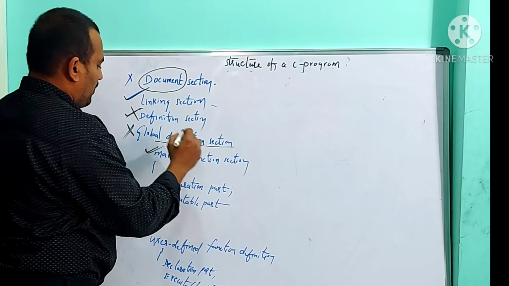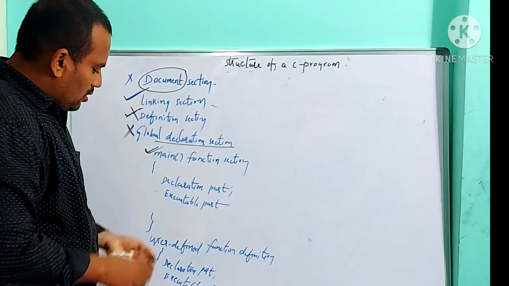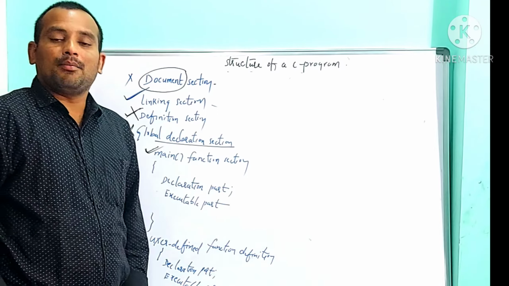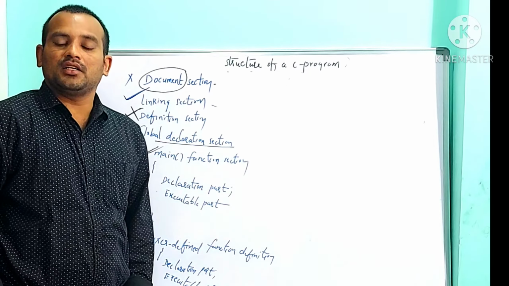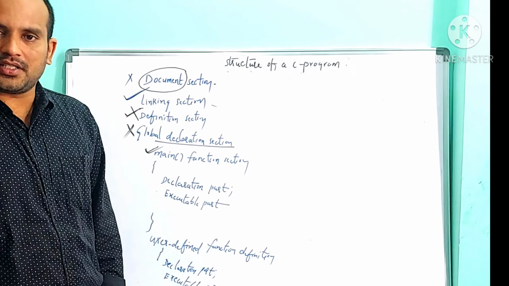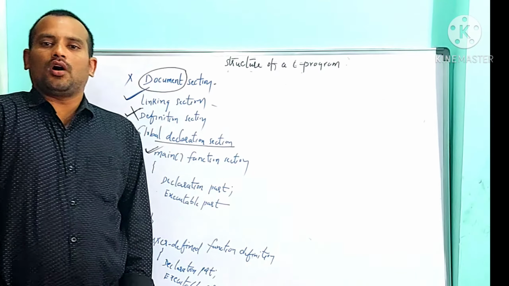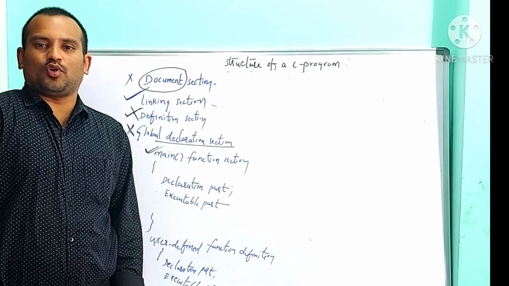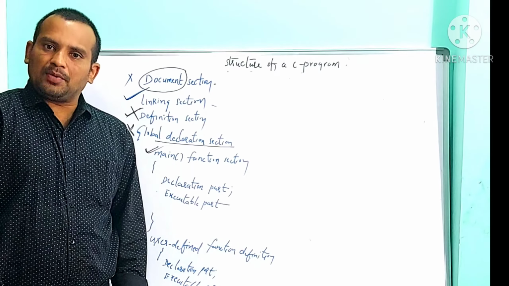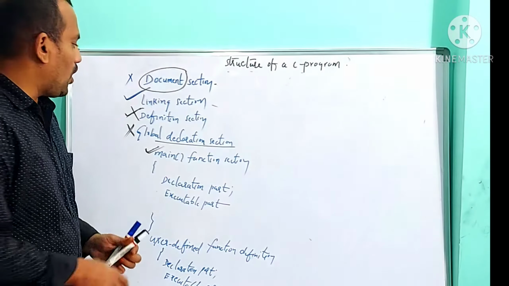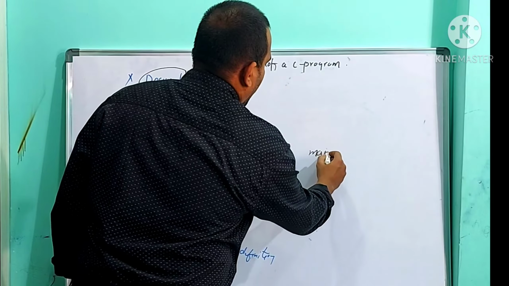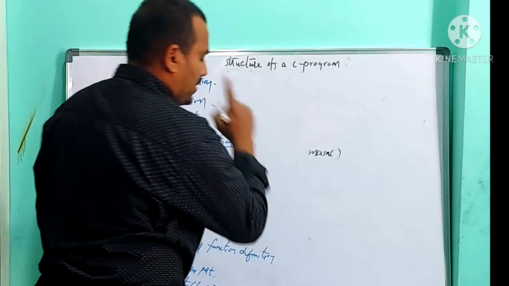Then the main function. Yes. Every C program must and should contain a main function. The main function represents the start of a C program. Without the main function, you cannot execute a program, you cannot compile a program. So, the main function is mandatory in every C program.